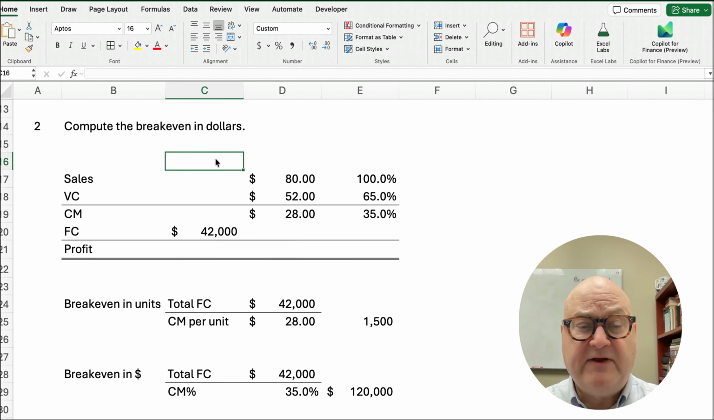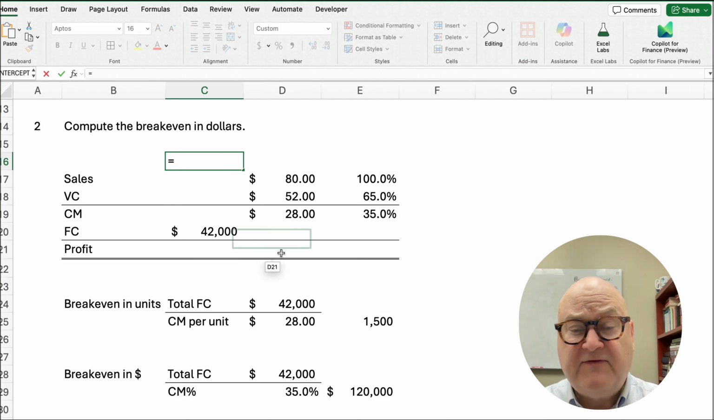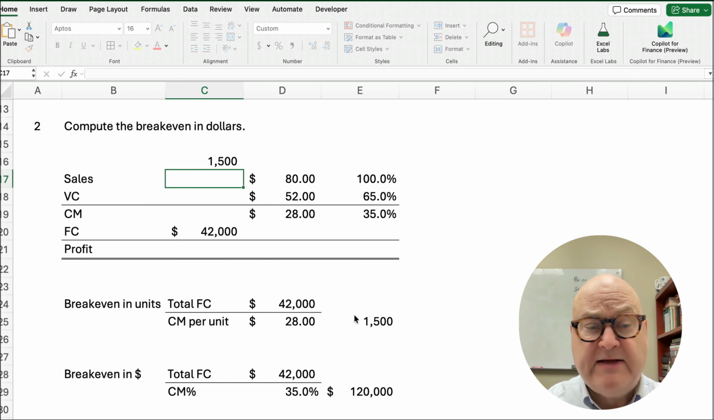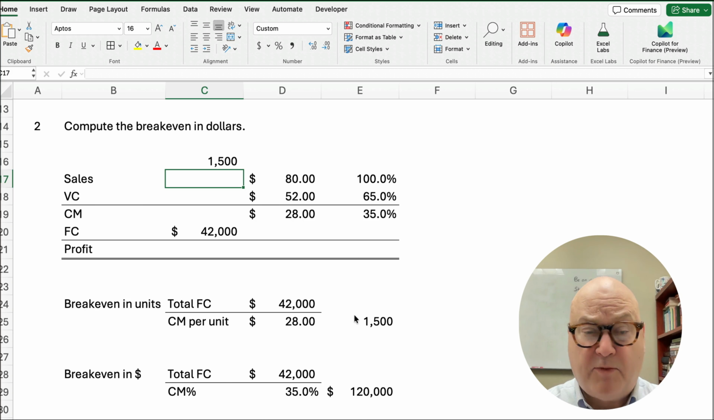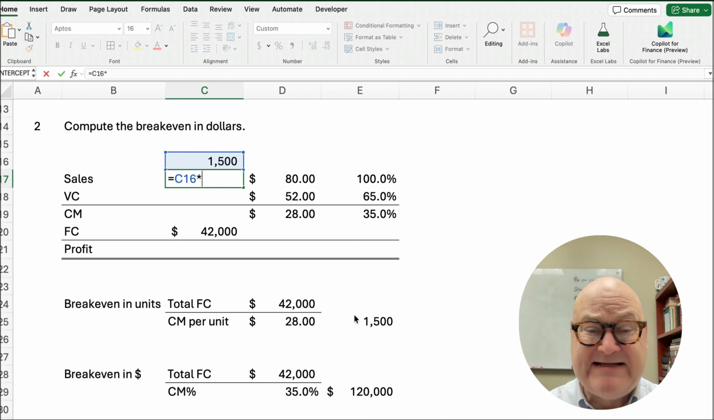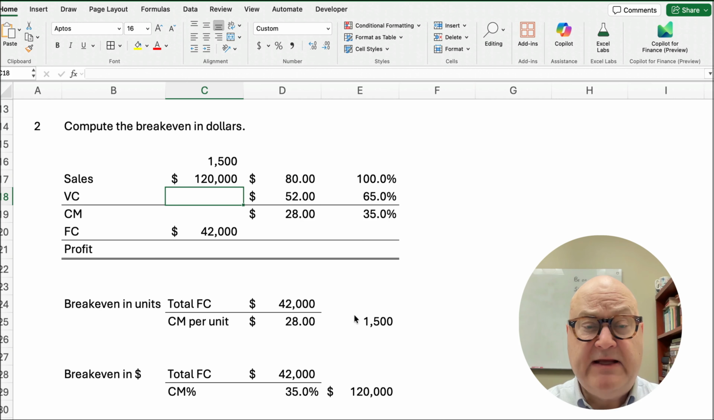All right, so let's plug this in at the very top. Let's make this 1,500, and let's prove that this is the point of zero profit. Well, our sales, 1,500 times $80 each would be 120,000.